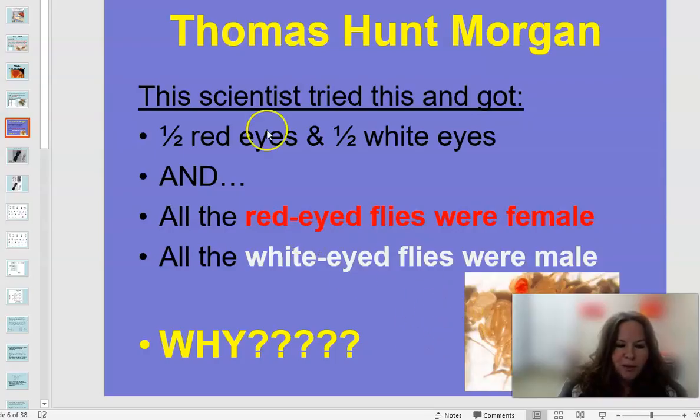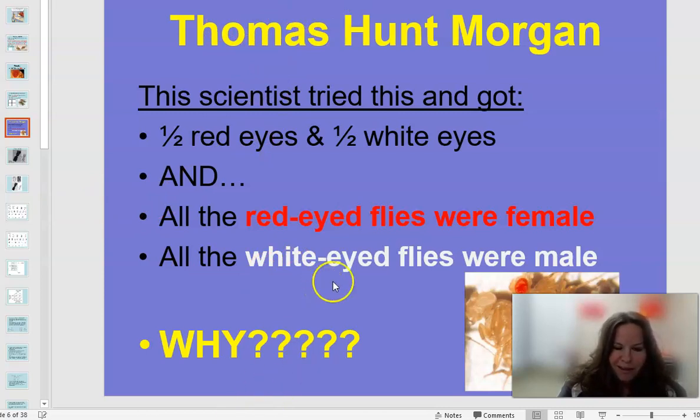And back to here so you can check my work. Yep, one half red eyes, one half white. All the red eyes were females, all the white eyes were males. And if we use the sex-linked problems rules, then it actually works out.